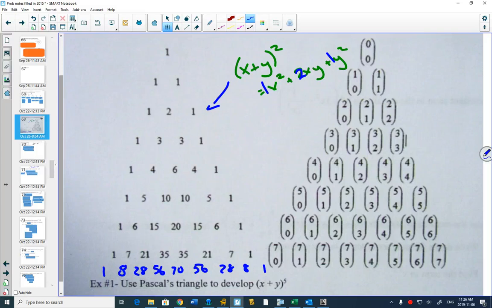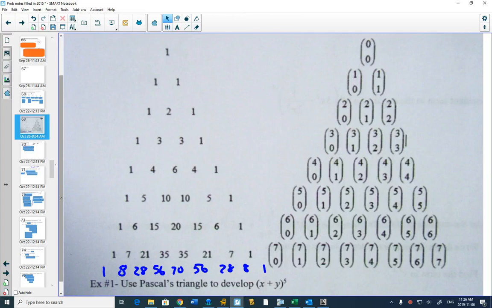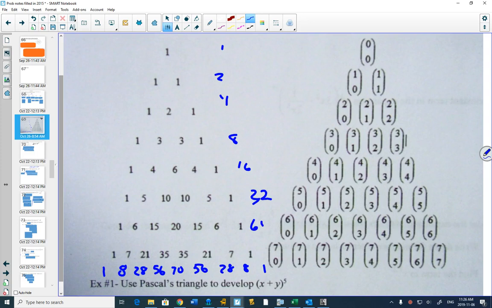Now, for those of you that were in my class last year, I probably showed you some of the cool things in Pascal's triangle, but for those of you that weren't, some other things that are neat. Okay? First of all, if you add up the numbers in each row, you get the powers of 2. 1, 2, 4, 8, 16, 32, 64, and so on. And that keeps going.